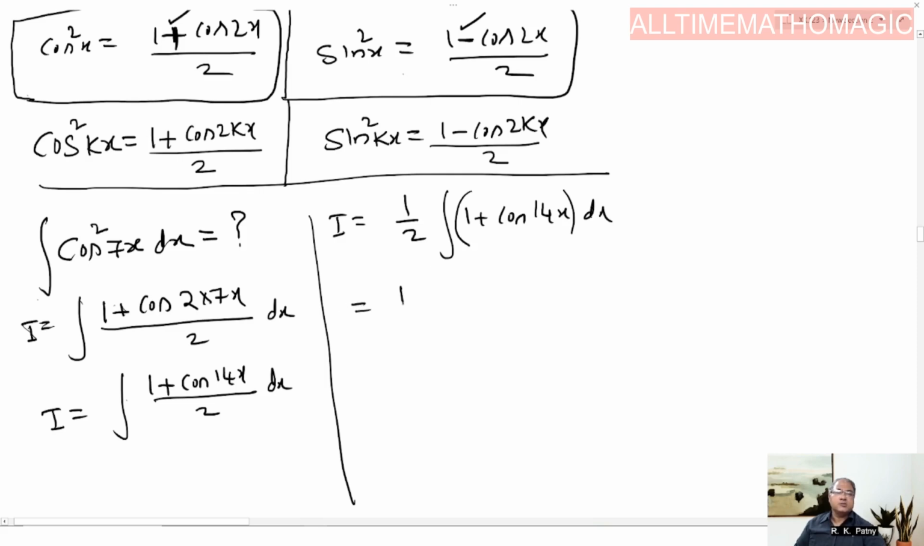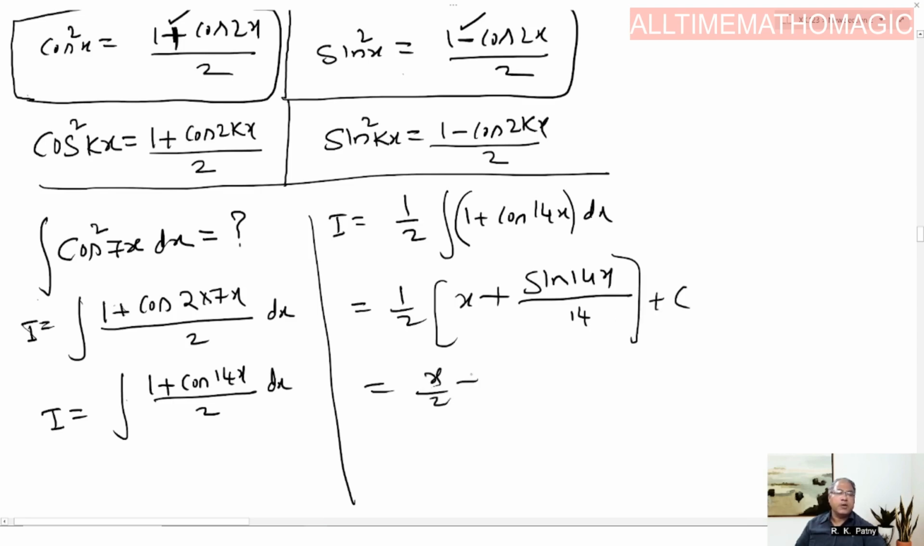This equals 1 upon 2, integration of 1 is x, and integration of cos 14x is nothing but sin 14x upon 14 plus c. So that equals x upon 2 plus sin 14x upon 28 plus c. This is the required solution.